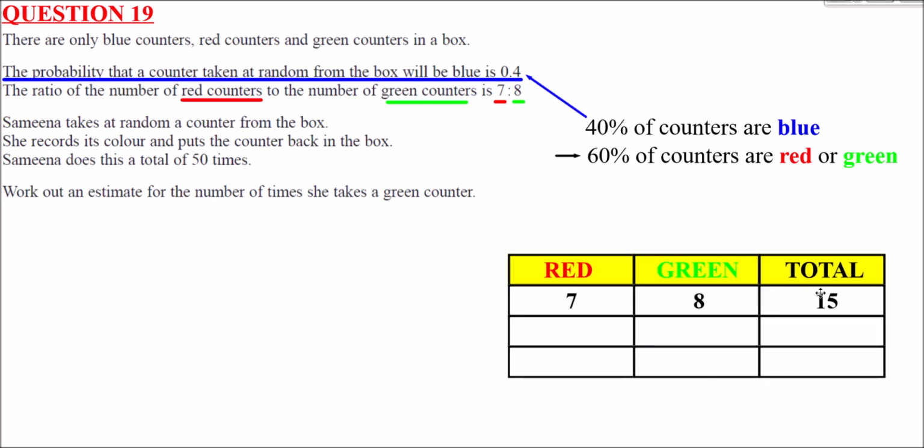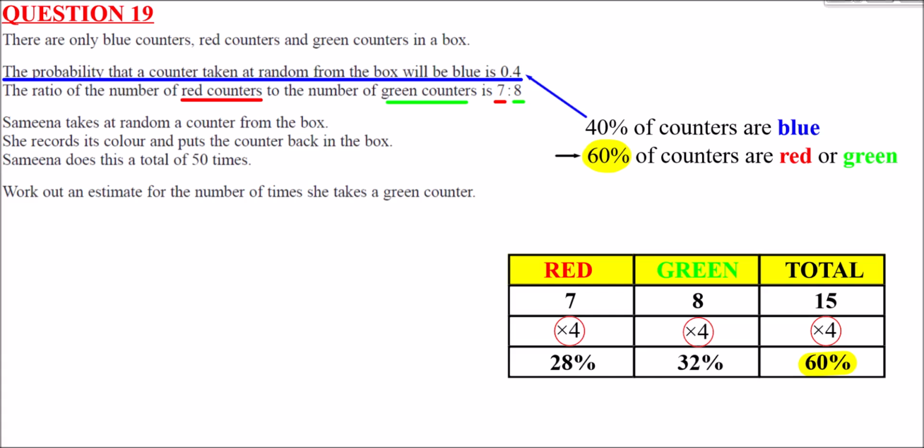But the total of 15 lots must equate to the total of 60%, because in total 60% of these counters are either red or green. So if 15 parts in total relates to a total of 60%, then to go from 15 and scale up to 60, we need to multiply the value of 15 by 4. And to keep it all in proportion, we therefore need to multiply all values by 4. So 7 times 4 tells us 28% of the counters are red, and 8 times 4 means 32% of the counters are green.